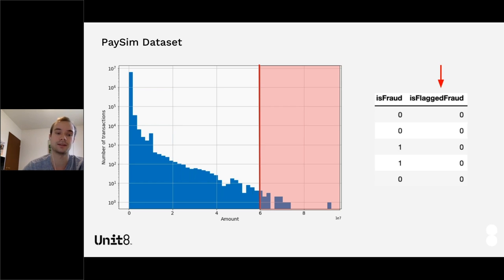But we can make this approach a bit less hard-coded by simply regarding the amount value as an anomaly score, where higher values imply a higher chance of being an anomaly. So we can move this threshold around, basically. And this approach we will use as a naive baseline to compare our final model against. But more on that later.